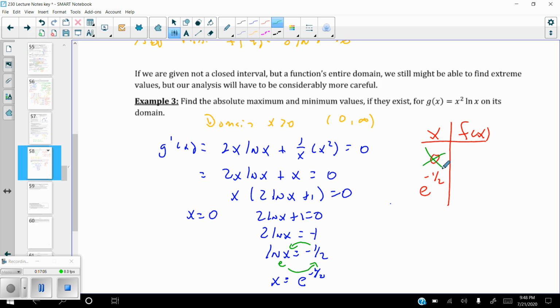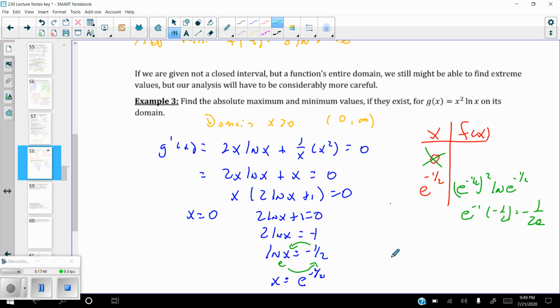if we were to plug in e to the negative 1/2, let's just see what we're going to get. That's going to be e to the negative 1/2 squared times the natural log of e to the negative 1/2. Well, e to the negative 1/2 squared is just going to be e to the negative 1. Natural log of e to the negative 1/2 is negative 1/2. So what we really get here is negative 1 over 2e, simplifying. Okay, change the e to the negative 1 to 1 over e and then multiply them. So you get negative 1 over 2e.